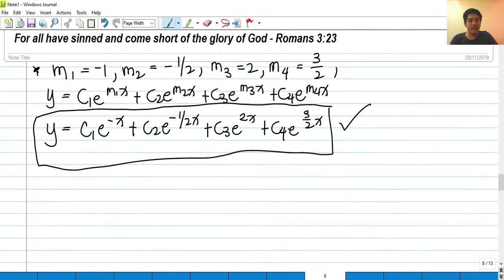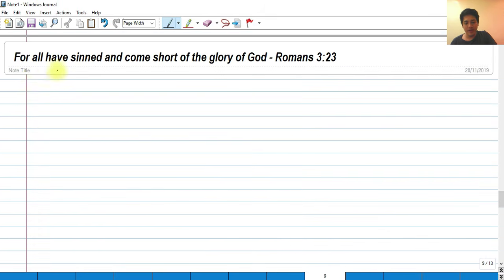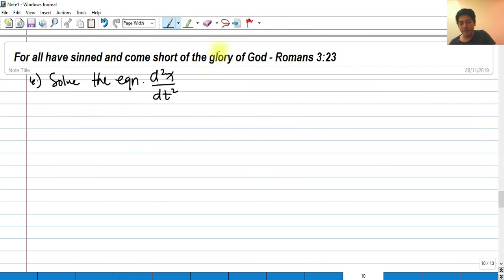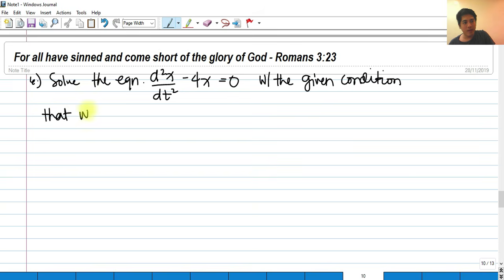Okay, now for our last example for this video. For number 6, solve the equation: the second derivative of x with respect to t minus 4x is equal to 0, with the given condition that when time is equal to 0, x is equal to 0, and the derivative of x with respect to t is equal to 3.